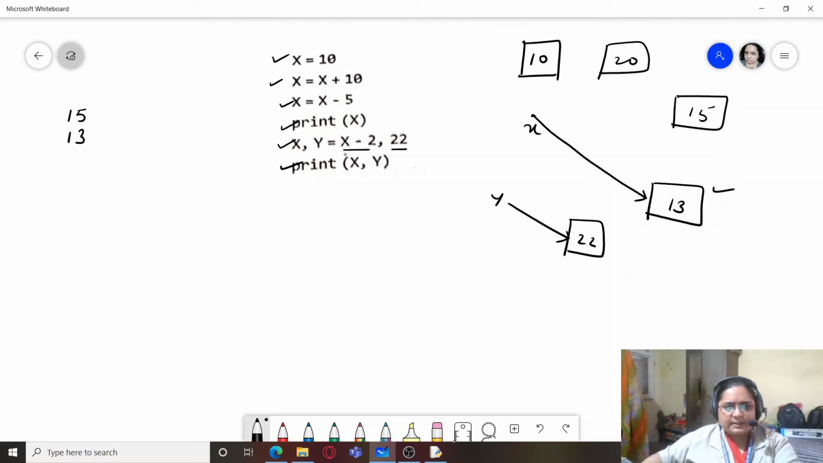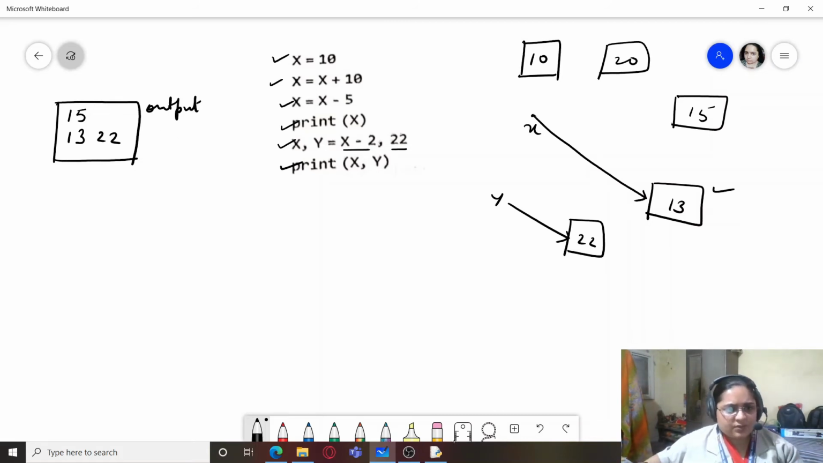And comma means there is the separator, the default separator value is a space. Okay. So after 13 it will be what? 22. That is the value of y. So this is the output. So in the exam, if you get questions like these, you have to just write the output. But this is what you are going to do in the background. Okay.